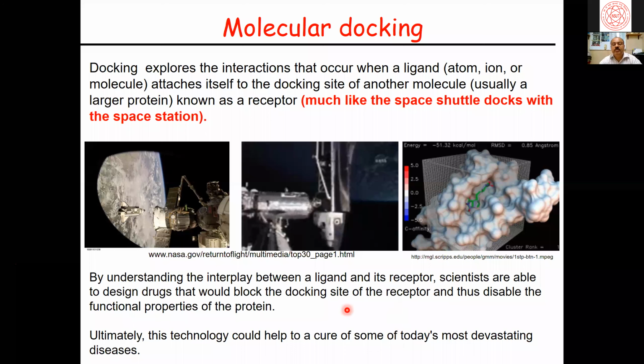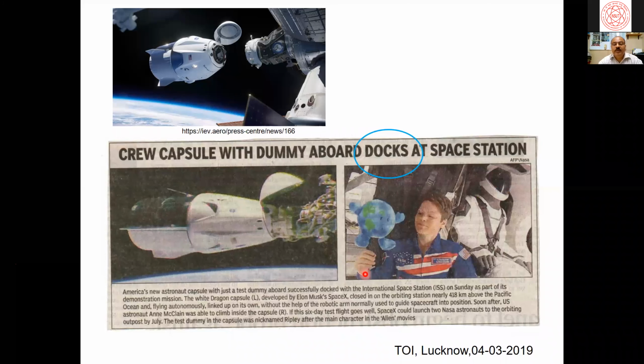Drugs for the most devastating diseases. And we have seen lots of examples currently in COVID-19 intervention, where lots of molecules have been studied by these methods. Now, this is another example.